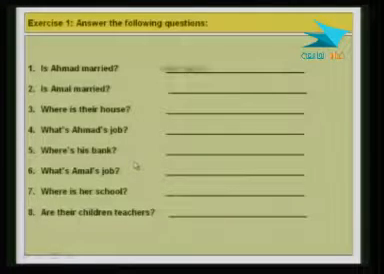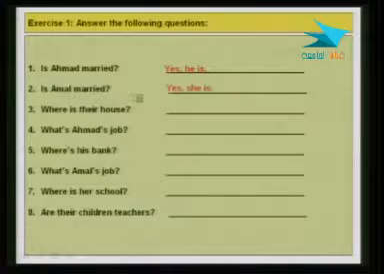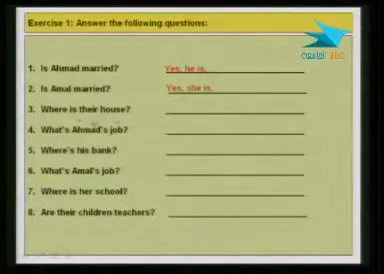Well, yes, he is. Yes, he is. That's a short answer, all right? Because we have a yes/no question. Second question, is Amal married? Yes, she is. Where is their school? Now that question starts with the WH word, where, right? After where here, we have the verb be, is, and then their school. Where's their house?